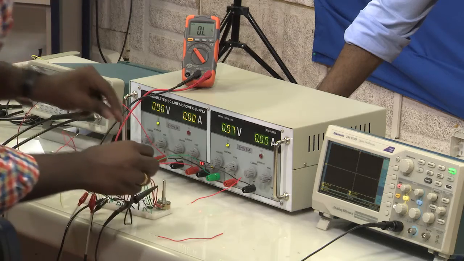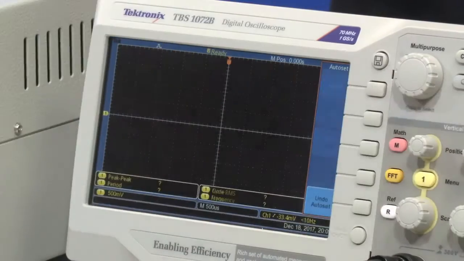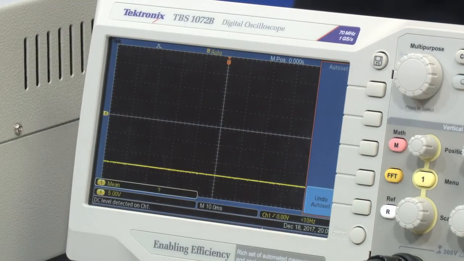Okay. Can you just, alright. So, what do we see? Minus 13.4 volts is the output of this particular instrumentation amplifier, right.